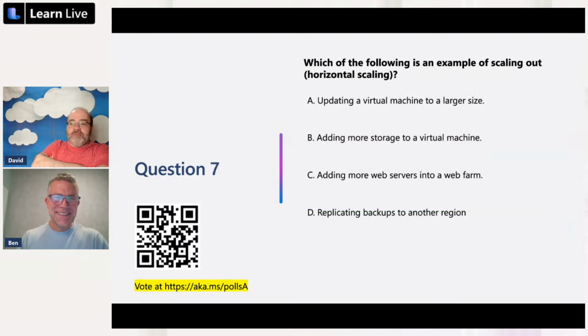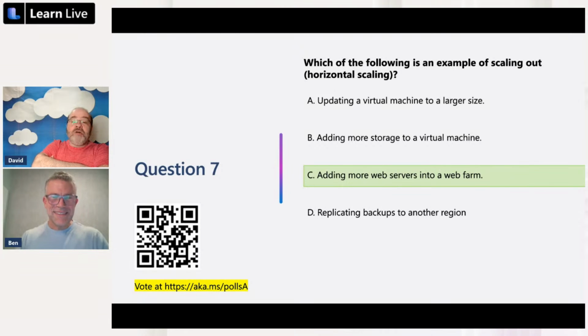Okay, next check, please. Which of the following is an example of scaling out, i.e. horizontal scaling? A, updating a virtual machine to a larger size. Hope you're paying attention to the previous knowledge check. B, adding more storage to a virtual machine. C, adding more web servers into a web farm. Or D, replicating backups to another region. That one seems pretty obvious too.